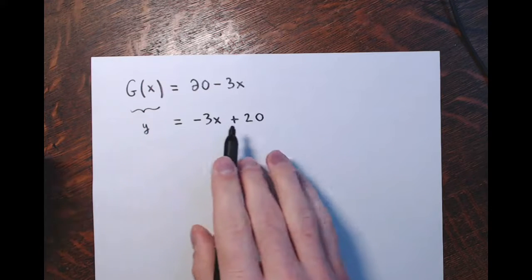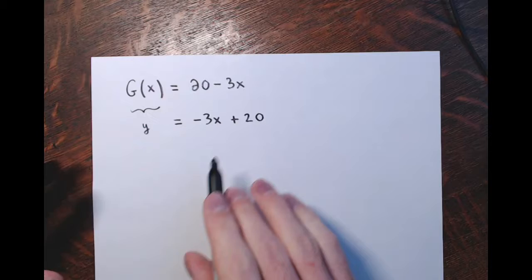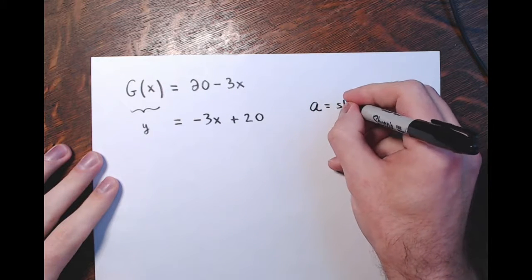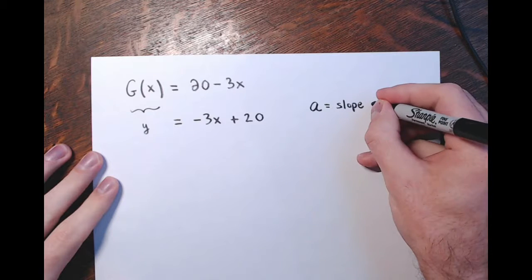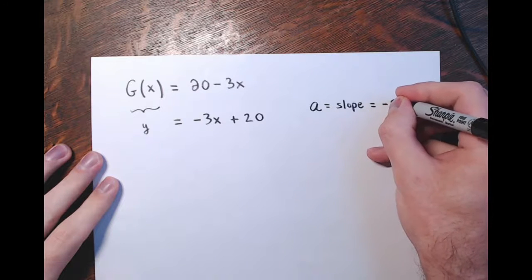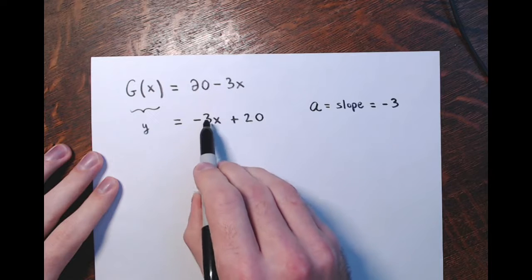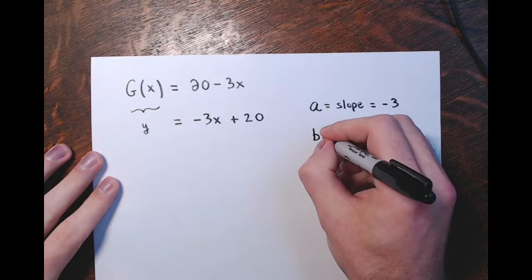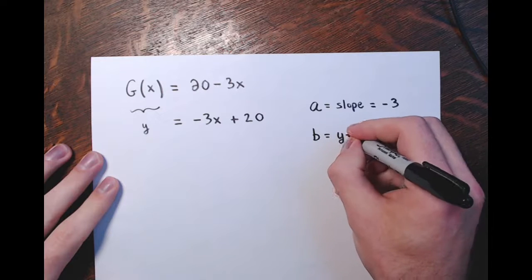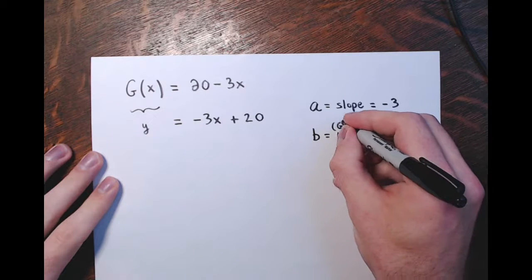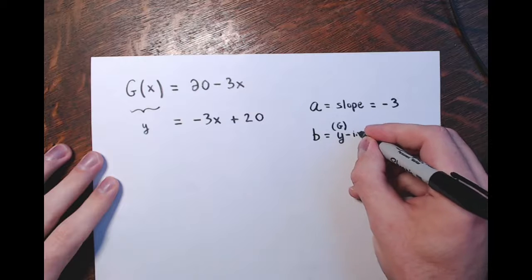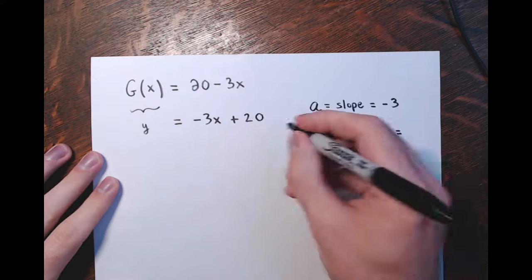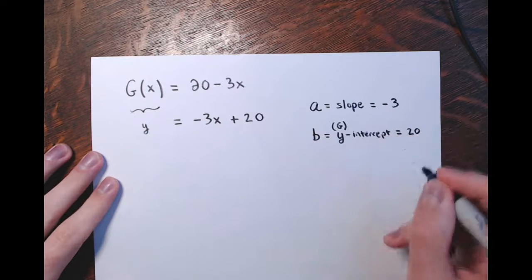And it's in that form, y equals ax plus b. So the value of a here, the slope, is negative 3. That's the coefficient on the x term. And the value of b, that y-intercept, or in this case the g-intercept, is the positive 20.